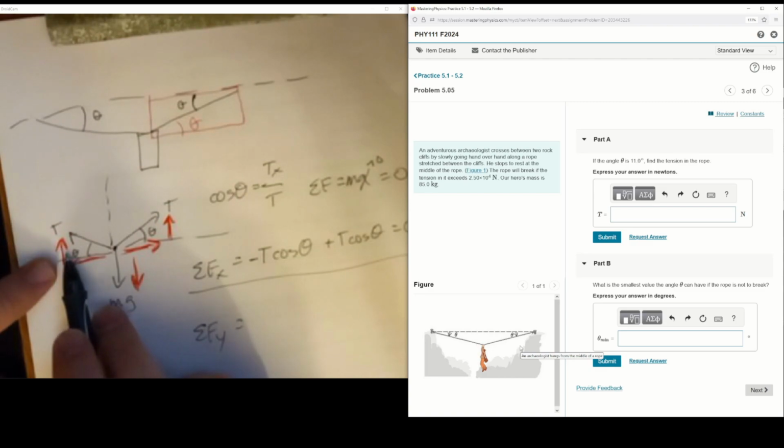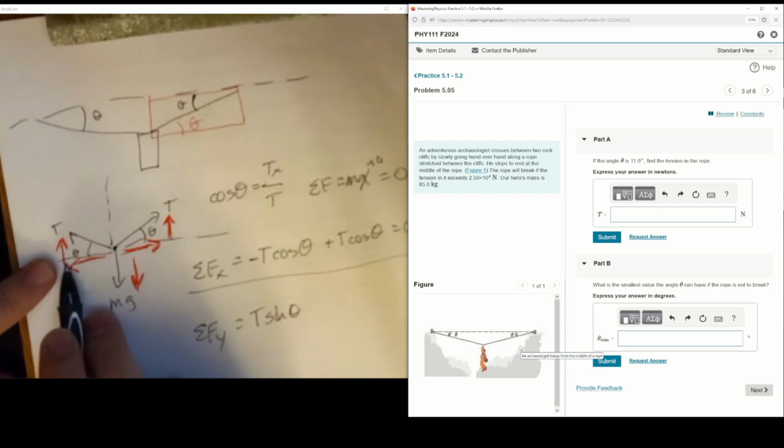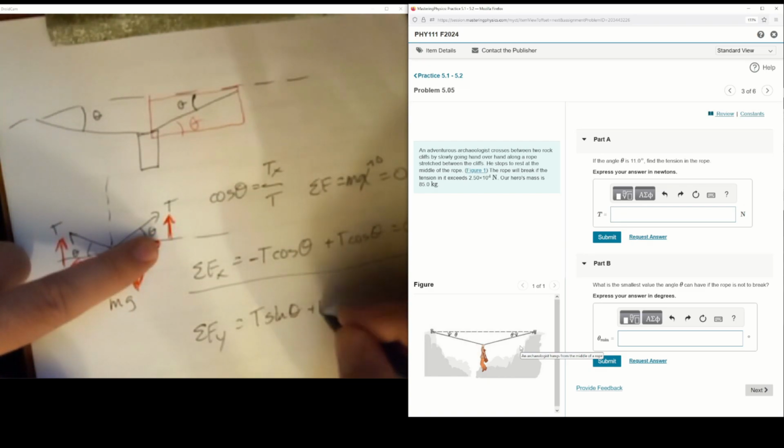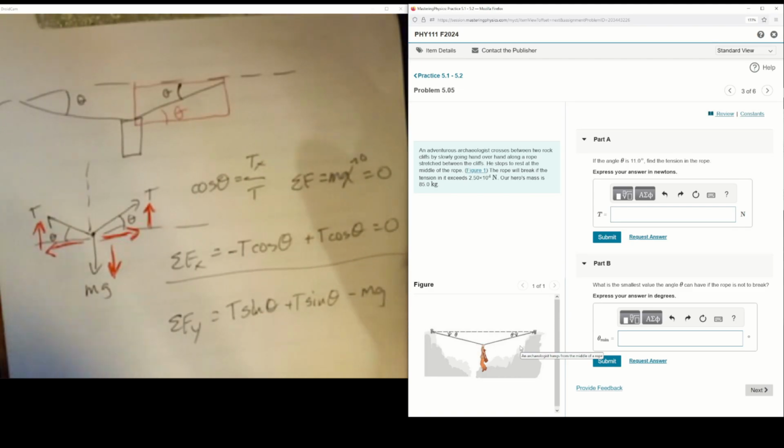So let's look at the opposite leg. Opposite we'll get from sine. So that'll be a sine there, and that one's going up. This one's also going up, so we got another one of those. And then we have weight going down. Again, the person's not moving. Newton says this equals ma, but the acceleration is 0 here, so that whole equation equals 0.